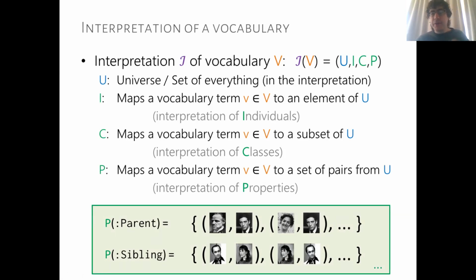Okay, so this interpretation we've defined, let's recall, we've defined the universe, which is just a set of everything that we might want to describe. We've defined the data in terms of vocabulary, we can combine those terms into triples and make claims, and sets of triples form a graph. So we have the universe, we have data, and we have an interpretation that takes the universe, takes all the terms in our data, and allows us to map the different elements of that vocabulary to interpret them in different ways: to interpret individuals as elements of U, to interpret classes as subsets of U, and to interpret properties as sets of pairs from U.